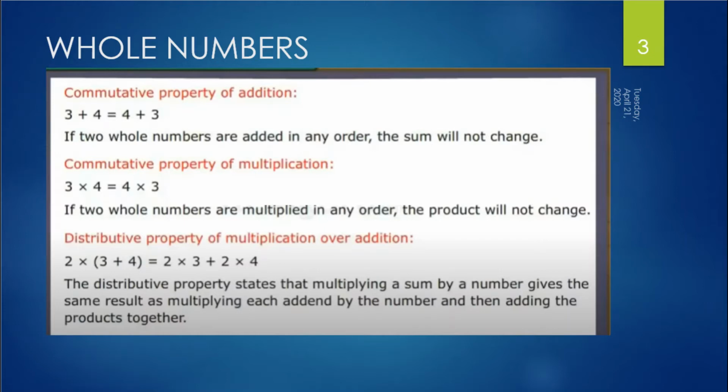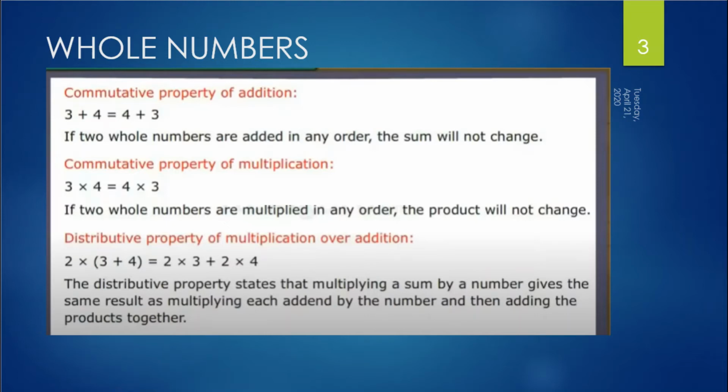Then comes the commutative property of addition. If two whole numbers are added in any order, the sum will not change. Like 3 plus 4. You know that 3 plus 4 is 7, equal to 4 plus 3. 4 plus 3 is also equal to 7, and 3 plus 4 is also equal to 7. This is called the commutative property. They can be written in any order, the answer will remain the same.